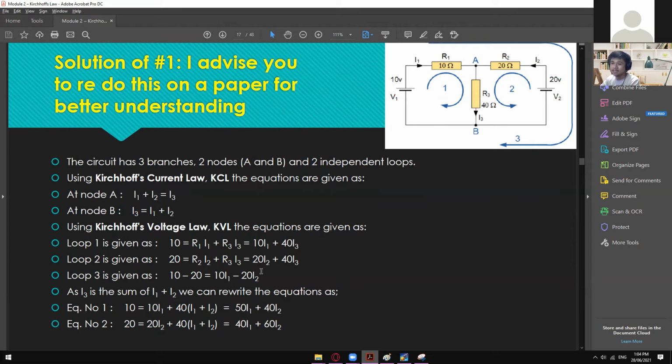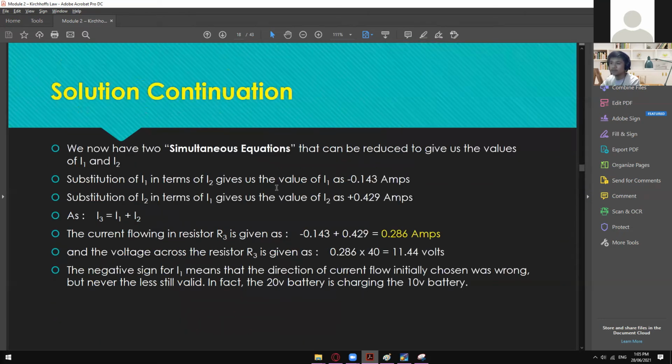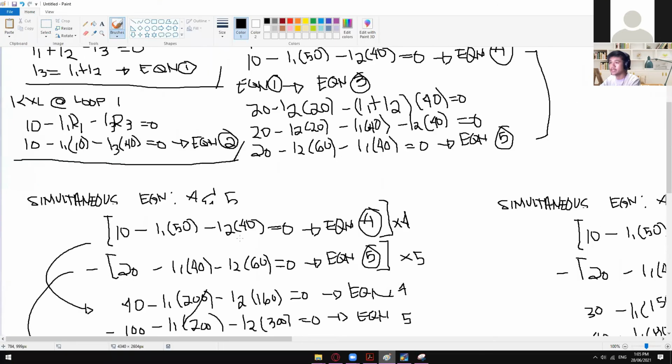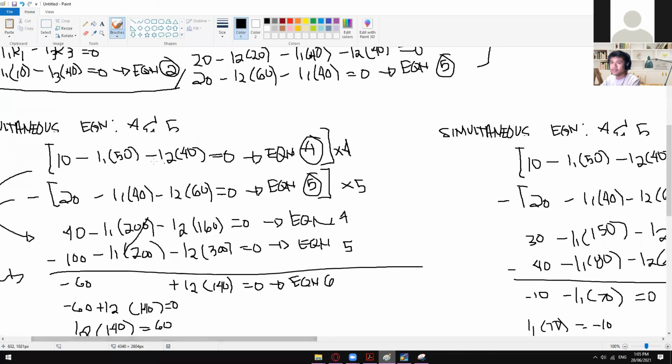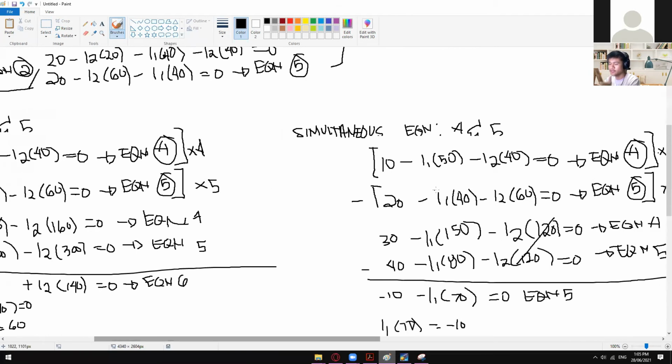Just analyze this one again. Here, we replaced this I3 right here with I1 plus I2, and then got this newly expression, and then you can use those expressions to get the value of I1 and I2. But here, I didn't use simultaneous equation, I used the calculator. Of course, you can use the method just like what we did a while ago. This is the longer method, simultaneous equations 4 and 5.